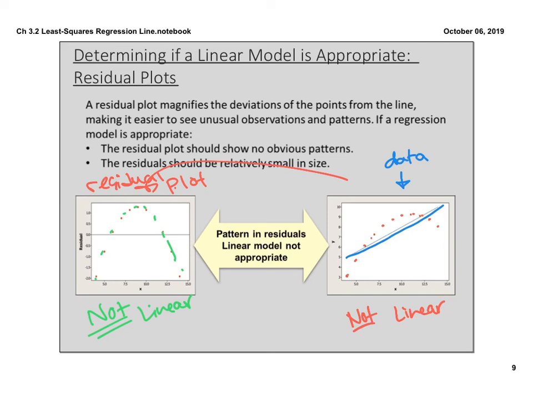Okay, it says the residual plot should show no obvious patterns. You want to see random scatter. Some above, some below, none too far away, no clusters, no curves, nothing. You want to see random scatter all over like you're looking up at the stars at night. So the residuals should be relatively small in size, or in other words, close to zero. That's the other thing to think about when we're looking at a residual plot.